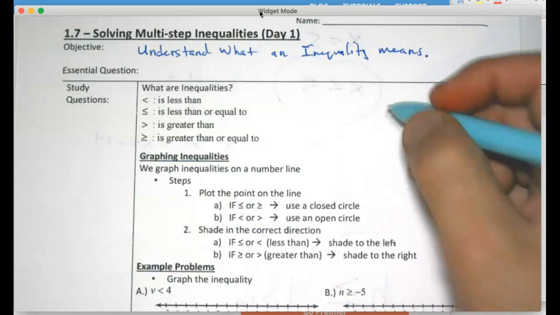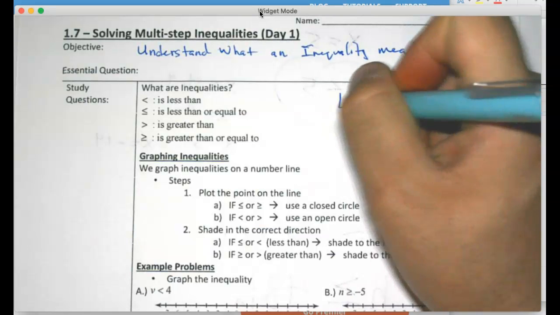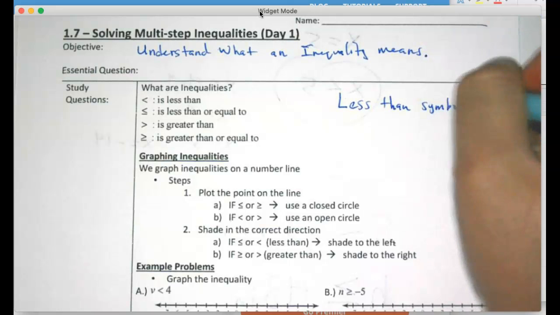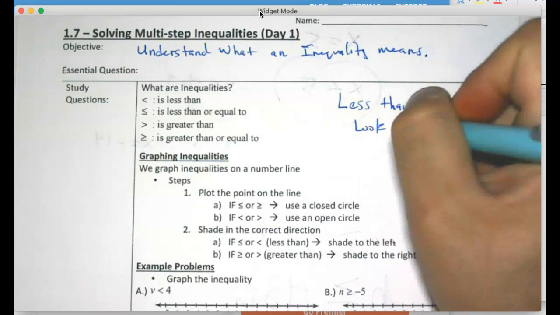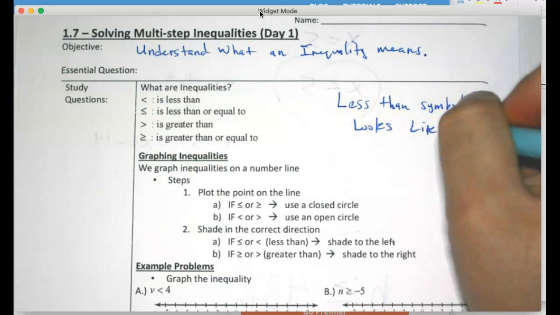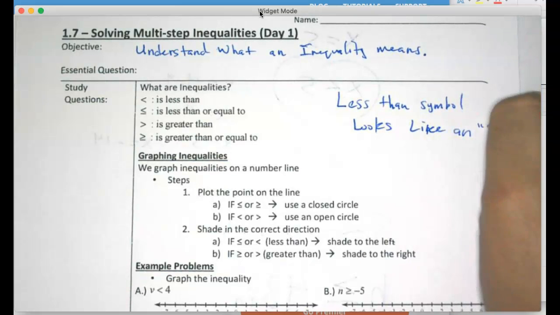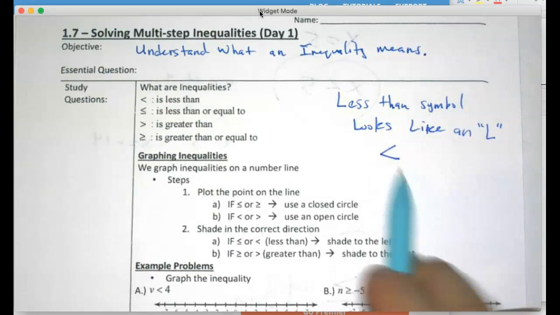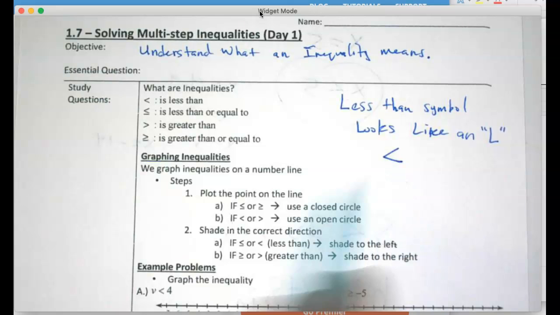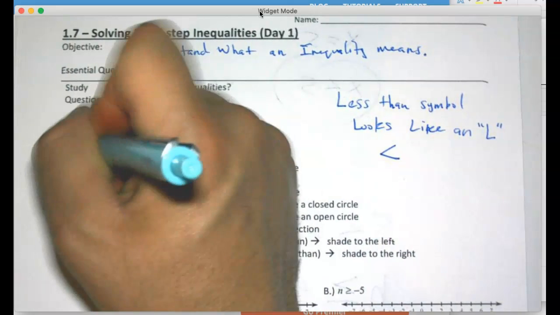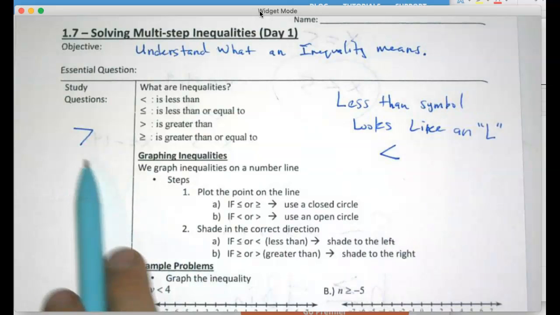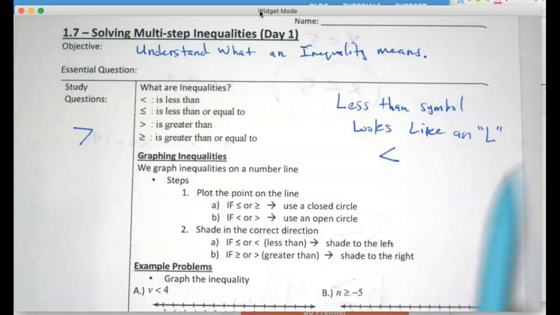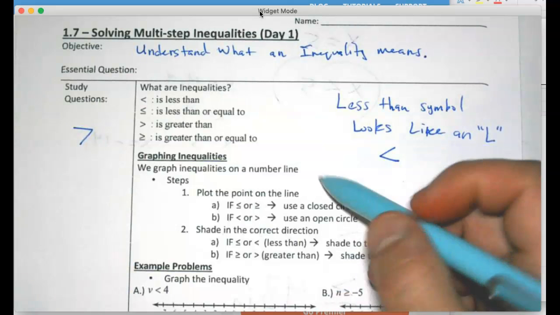One thing I can advise you is that the less than symbol looks more like an L. Kind of, at least. This is your less than symbol. It definitely looks more like an L than your greater than symbol, right? Your greater than symbol doesn't look quite so much like an L. Your less than symbol kind of looks like an L. So that's one way to try to remember. And I'm going to move along.